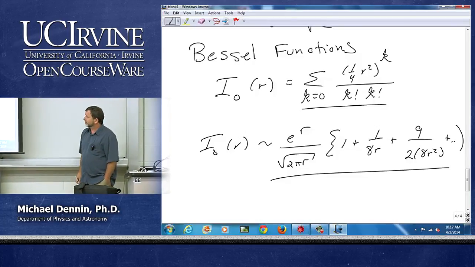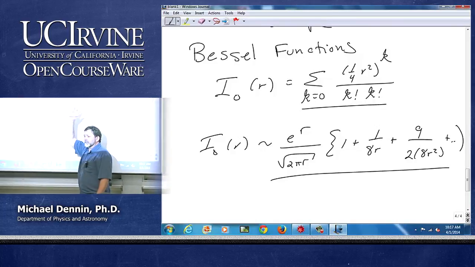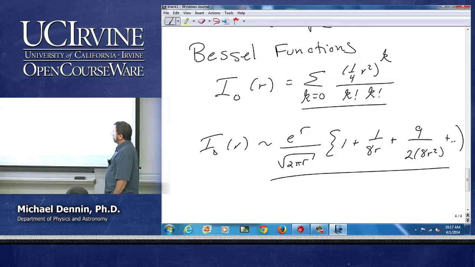Is the curly bracket saying that? Oh, no, the curly brackets, I didn't match my brackets. I was just wondering if it was e to the r over square root of 2 pi r divided by the entire. Yeah.